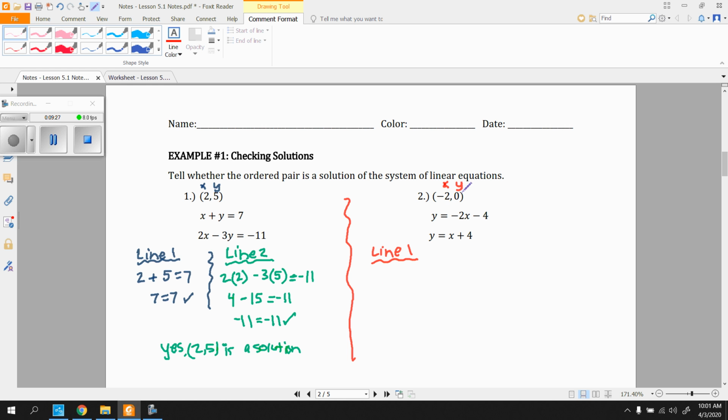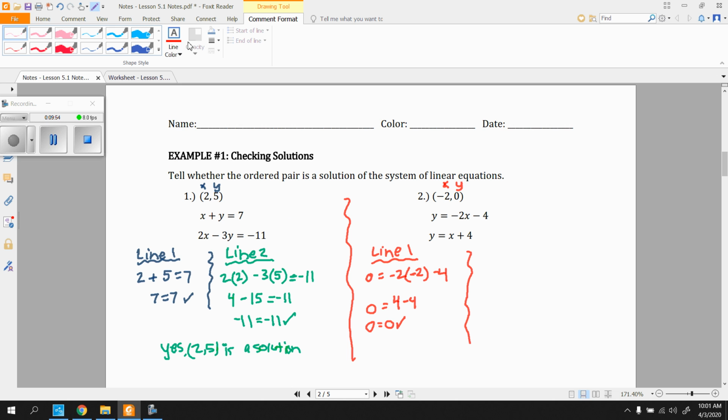Plug in a 0 for y, so now we're starting on the left side here with just a 0. Negative 2 times, let's see, my x is negative 2, so watch your negative signs. We're inputting it here, and negative 4. So I get negative 2 times negative 2, which is 4, minus 4. And I think this first one is going to check out. 4 minus 4 is 0. It works.